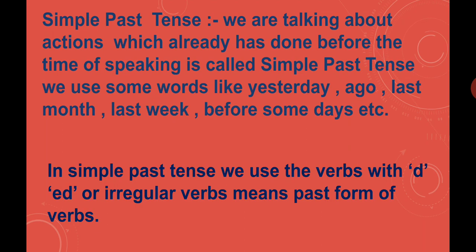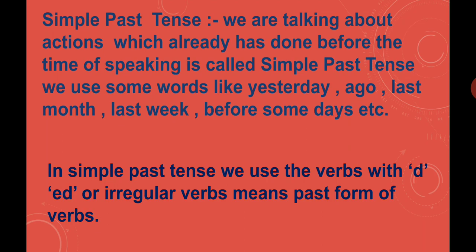In simple past tense, we use verbs with d or ed, or irregular verbs, which means the past form of the verb. As we know, in simple past tense there are two forms of verbs. Which are they? Regular verbs and irregular verbs. What are regular verbs? Verbs which end with d and ed are regular verbs. Verbs that do not end with d and ed, which means they make their past form without adding d or ed, are called irregular verbs.